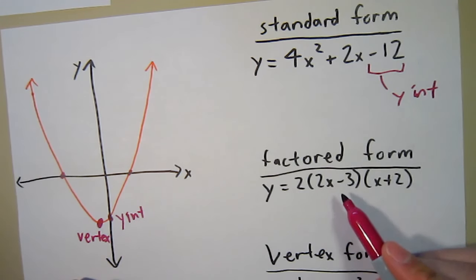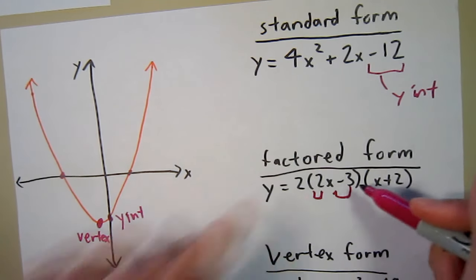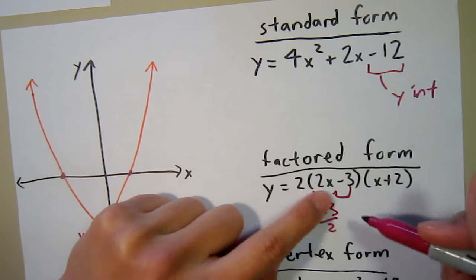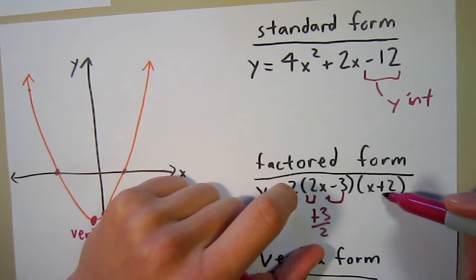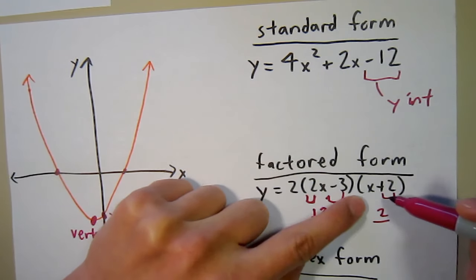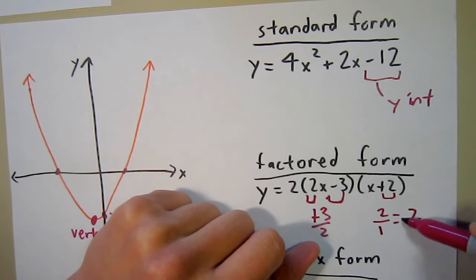First, you look at one bubble at a time. You look at this number and divide it by this number and then take the opposite sign. For example, it's going to be negative 3 over 2. Then you change it to positive 3 over 2. Now for this bubble, you take this number 2 divided by 1. If you take the opposite sign, then it becomes negative 2. Therefore, our x-intercepts are 3 over 2 and negative 2.